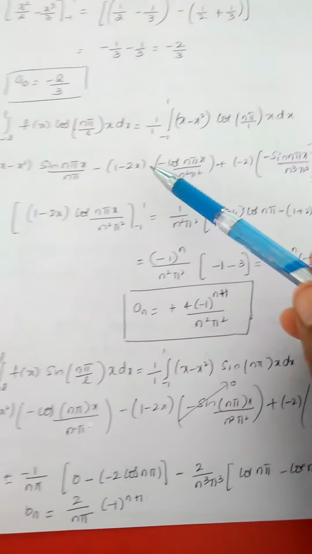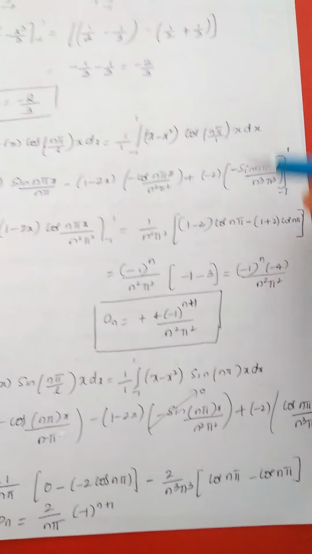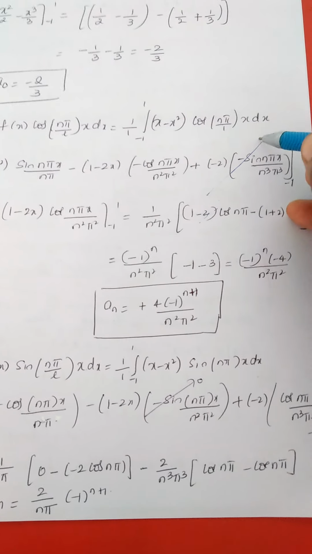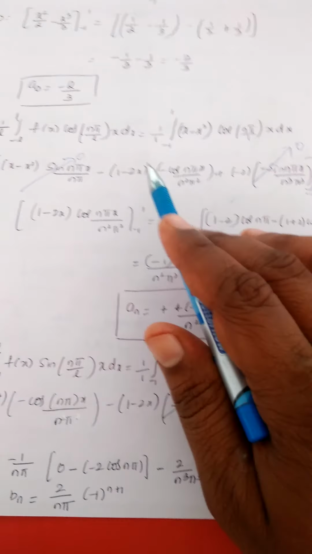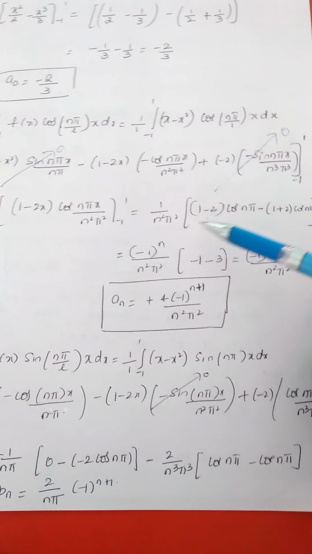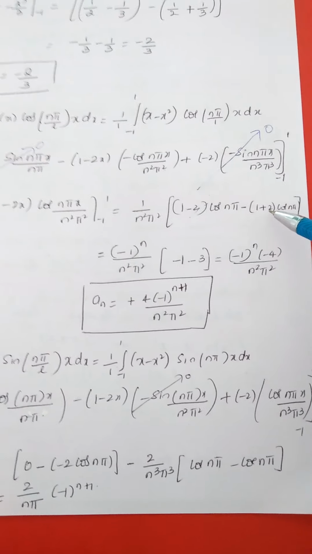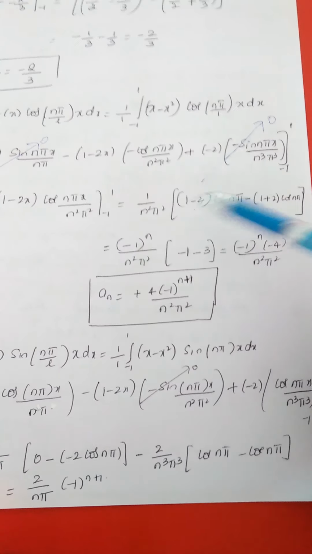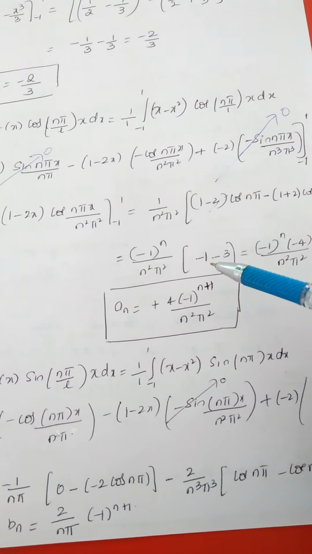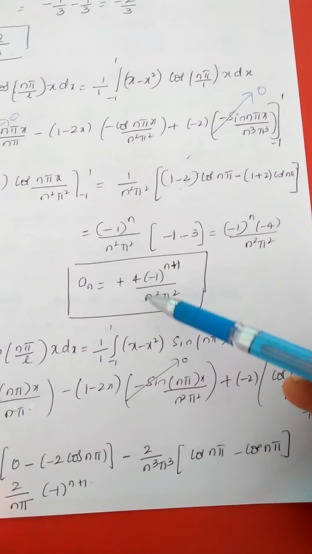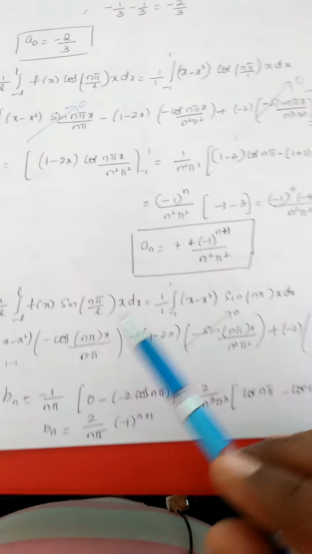We are left with only this term. Therefore, we write only this term here, from minus 1 to 1. Okay, so you can write it like this. This term is 0 and this term is also equal to 0. So we are left with only this: 1 by n square pi square. For the upper limit 1 minus 2 into cos n pi, for the lower limit 1 plus 2 into cos n pi. So if you take cos n pi common, its value is minus 1 power n, over n square pi square, and this term is minus 4. We get minus 1 power n, one more minus n, so minus 1 power n plus 1. This is the value of an.